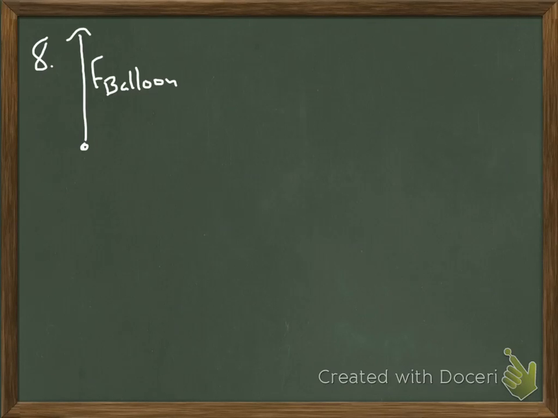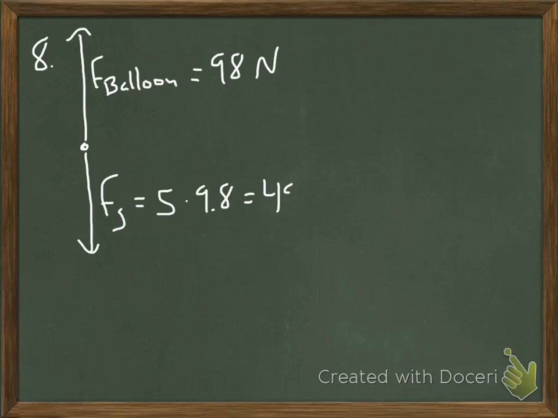Number 8, we have a balloon. And we're given the force in the up direction of the balloon, and we can calculate the force in the down direction of the balloon, because the force in the down direction is the force of gravity. The force of gravity is equal to mass times acceleration. We're given the mass. We know the acceleration due to gravity, so we can calculate the force.